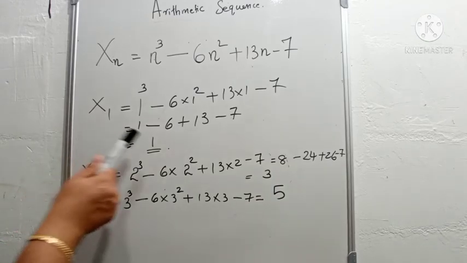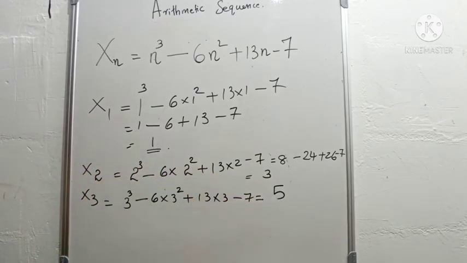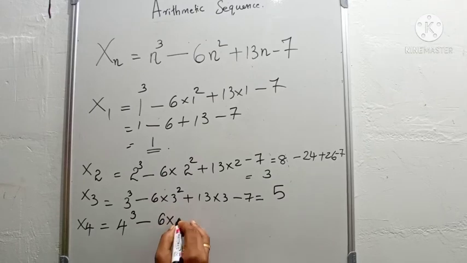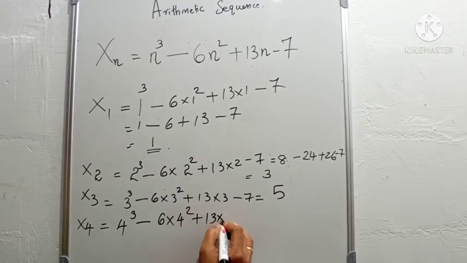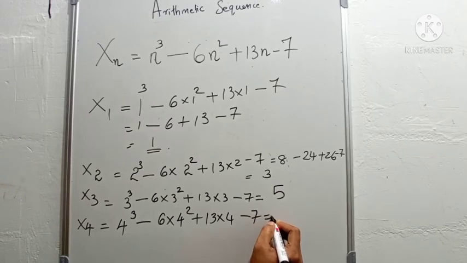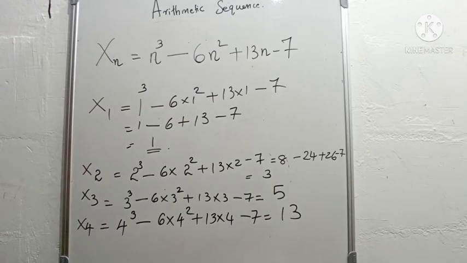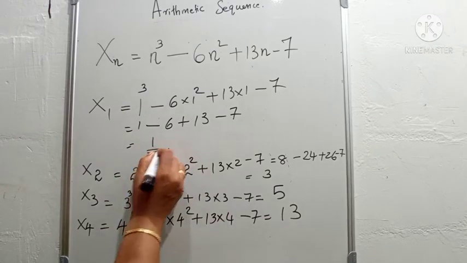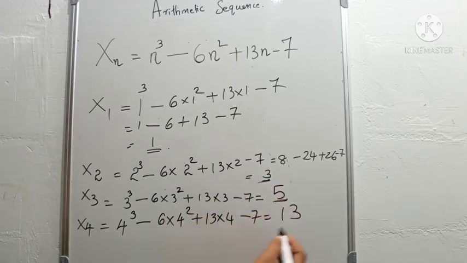By seeing the first, second, third terms, we can say that this one is an arithmetic sequence, right? Because 1 plus 2 is equal to 3, 3 plus 2 is equal to 5. But I am going to find out one more term, the fourth term, x4. That is equal to 4 cube minus 6 into 4 square plus 13 into 4 minus 7. And that value is 13. First term is 1, second term is 3, third term is 5, but the fourth term is 13.